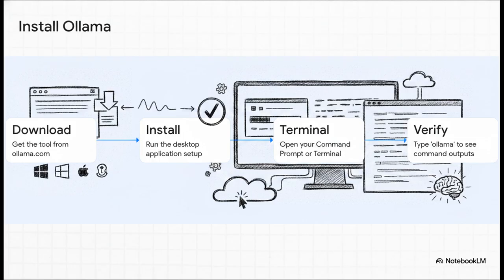Now, a quick heads up. When you install and run the desktop app, it might look like nothing happened. Don't panic. That's just Ollama silently firing up a backend server in the background. To double-check that it's working, just open up your terminal or command prompt and type ollama. If a bunch of commands spit back out at you, boom, you're installed and ready to roll.